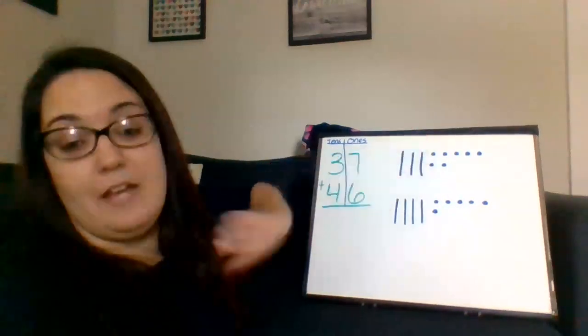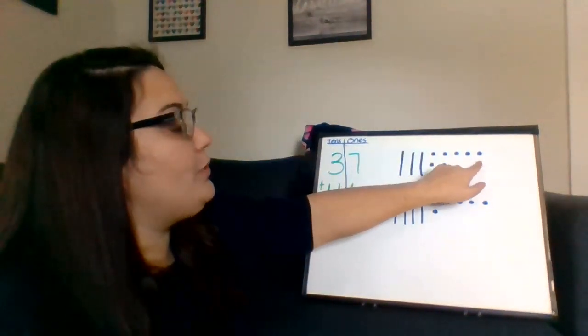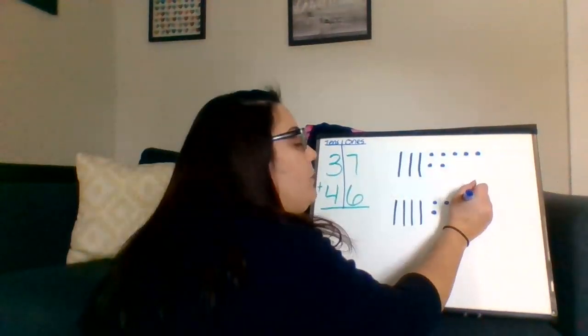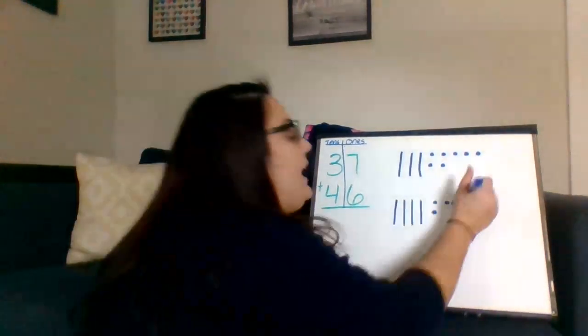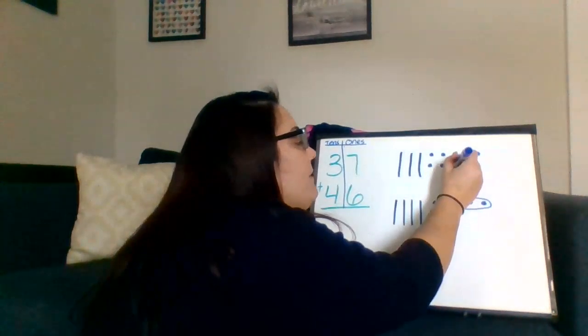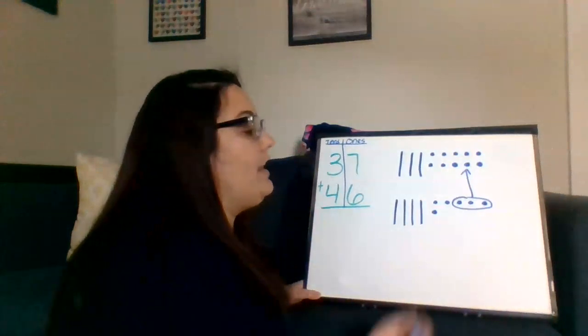I can see that my ten frame with only 7 is closer, and I need 1, 2, 3 to finish this. So I'm going to circle 3 ones from this 6, and I'm going to move them up here. I'm going to draw them in: 1, 2, 3.